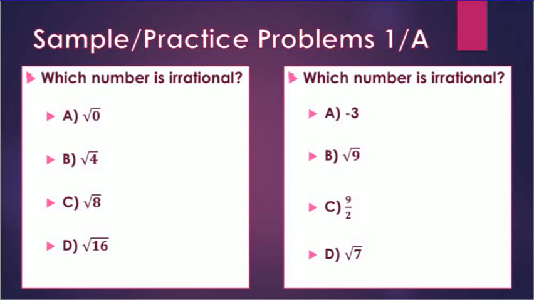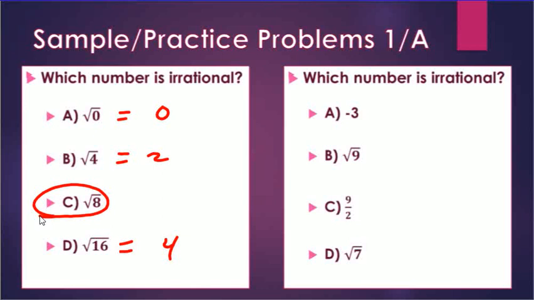Which number is irrational? A, square root of 0, B, square root of 4, C, square root of 8, or D, square root of 16. The only answer for this one would be C, because the square root of 0 is 0, square root of 4 is 2, square root of 16 is 4. All of those are rational numbers, so it has to be C, the square root of 8.